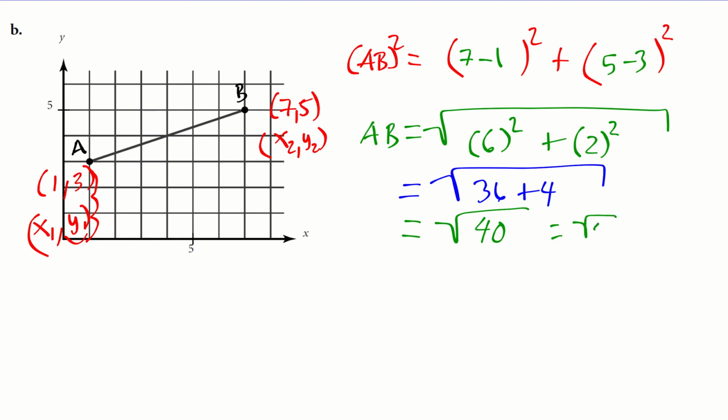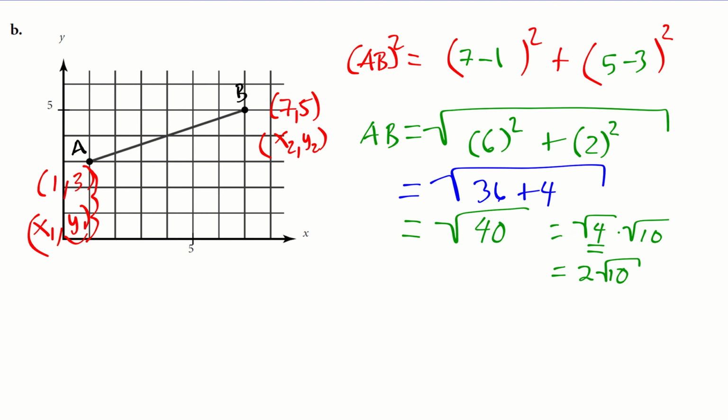So this is actually the square root of 4 times the square root of 10, 4 being the perfect square. The square root of 4 is 2, and radical 10 is just radical 10. And that is our answer. The length, the distance from point A to point B is 2 radical 10. Now, let's go ahead and take a look at it the other way.